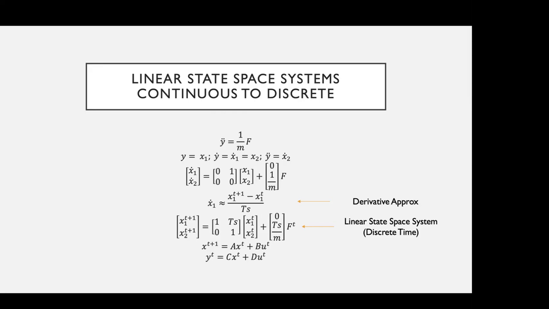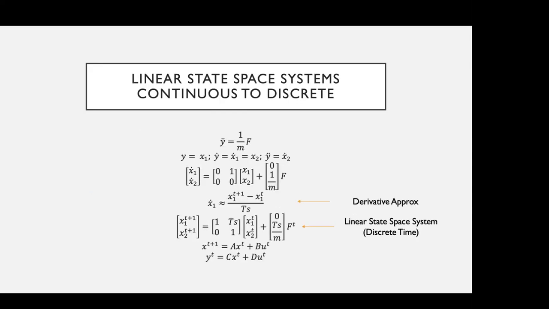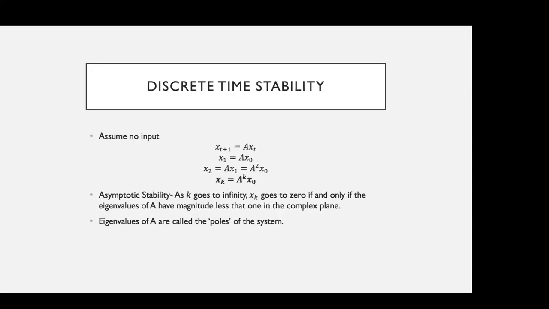If you then look at the stability of this system, let's assume no input, so we go back to the general form, x dot equals Ax plus Bu, and we assume that B is 0. We'll get the system as x of t plus 1 equals Ax. If we step through time, going through each individual step and noticing the form, it's x of k equals A to the k times x0. So as k goes to infinity, x of k will go to 0 only if the eigenvalues of A have a magnitude less than 1. And those eigenvalues are called poles.